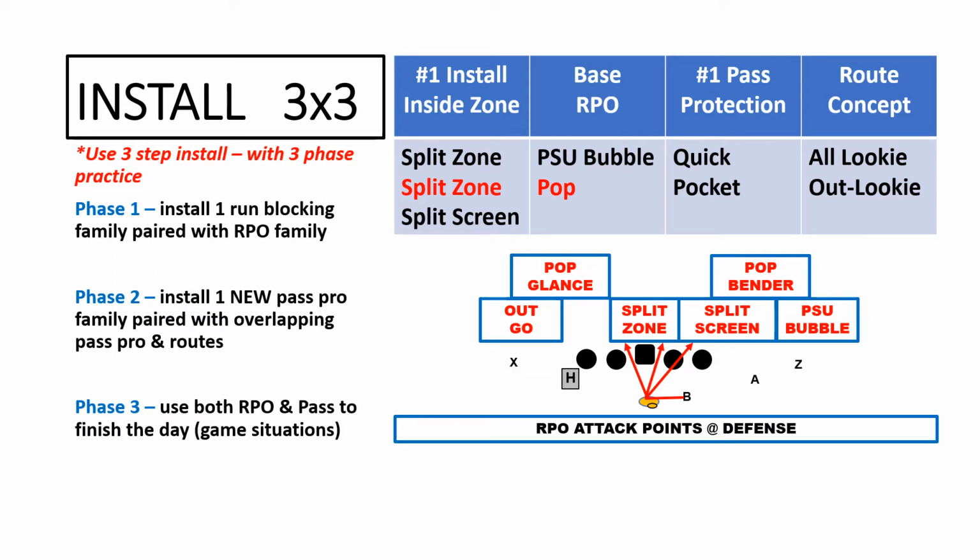You can see what we're getting now is with the pop glance and the pop bender and the diagram in the bottom right, as we start to look at attacking second level defenders, where with the bubble concept, we're attacking first level defenders.